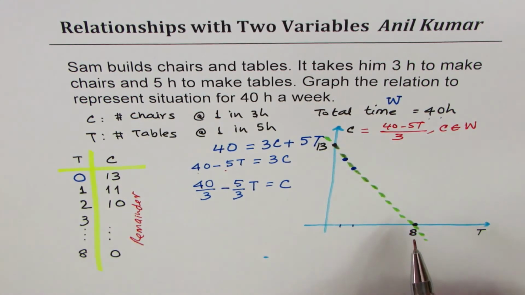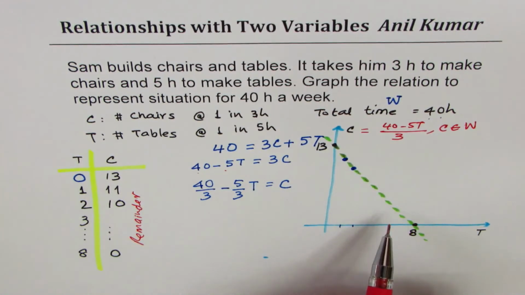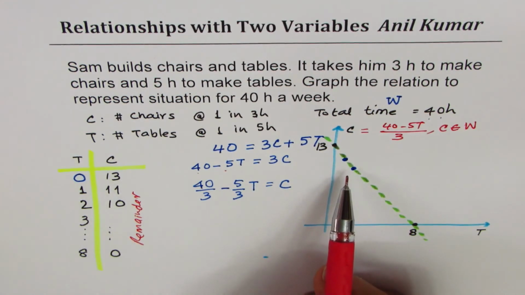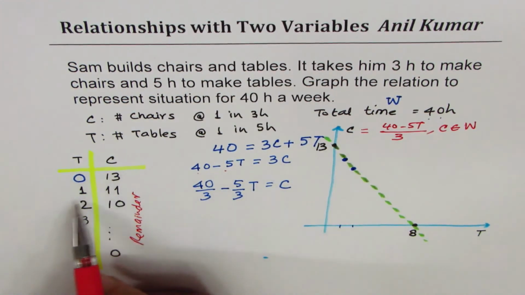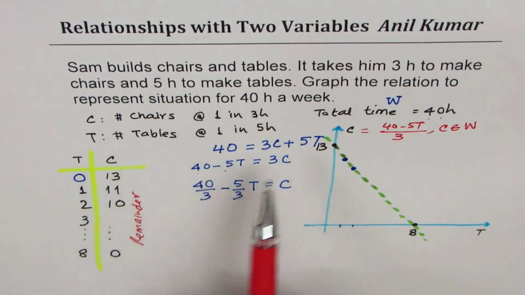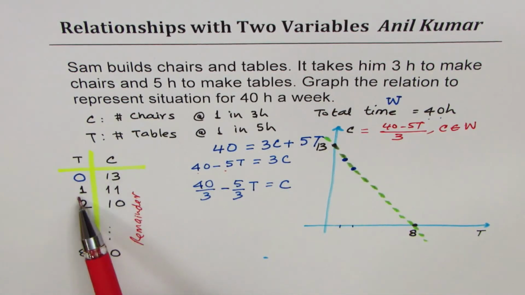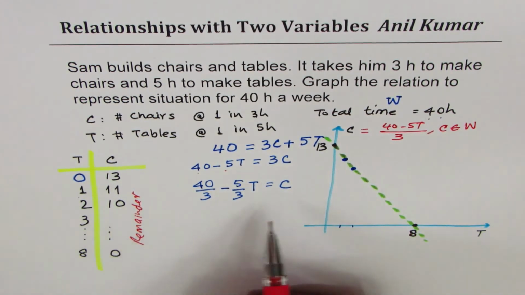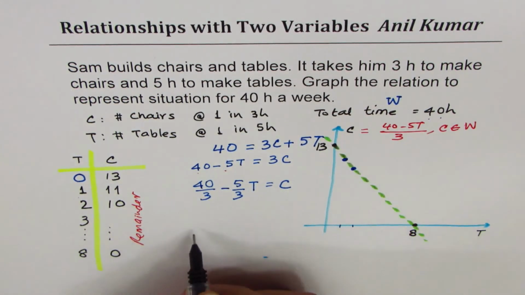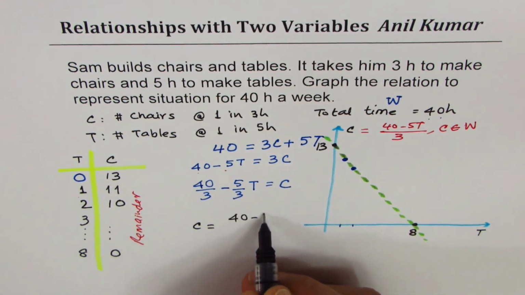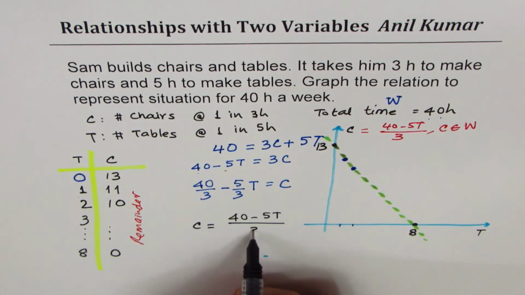So we are saying that all these points represent number of chairs and tables combinations, and they can always be whole numbers. Is it okay? So that is the solution of the given situation, that Sam in 40 hours could make 0 tables, 13 chairs, 1 table, 11 chairs, 2 tables, 10 chairs, and then 8 tables and 0. You can calculate all middle values by using the relation chairs is equal to, with a common denominator, it will be easy, 40 minus 5t divided by 3, correct?